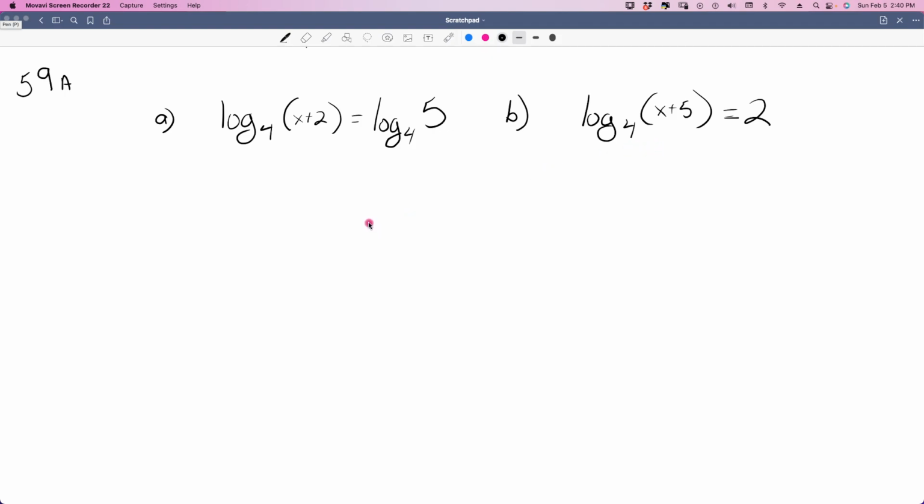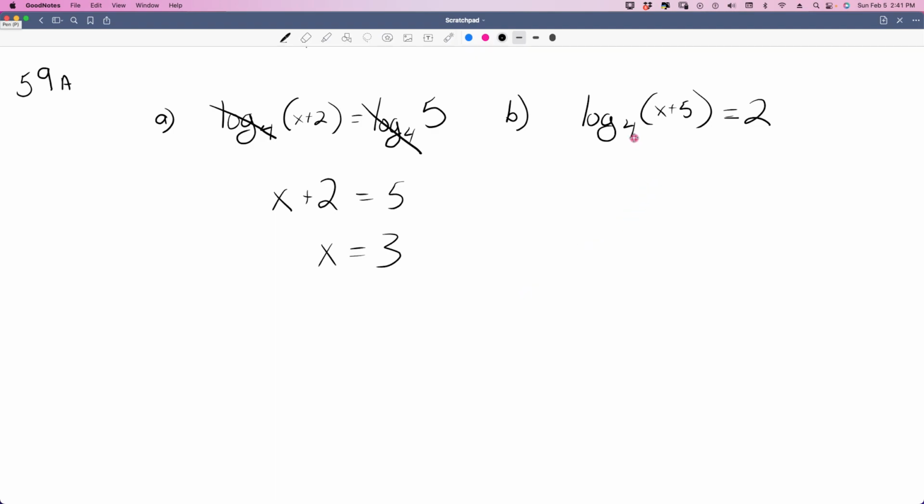So in A, the bases are the same, so we can cancel the bases out because they are the same. Because this is almost like a factor, this and this would allow us to divide both sides by that, which would then cancel both of them, which allows us to rewrite this logarithm as x plus 2 is equal to 5, which allows us to solve x is equal to 3 because we subtracted 2 from both sides.